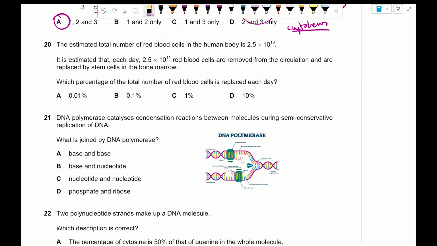So, this is very simple. You just have to throw these numbers in your scientific calculator and make sure to have the brackets. So in this case, we must do 2.5 times 10 to the power of 11 over 2.5 times 10 to the power of 13, and then times that number by 100, and then you will obtain 1%.